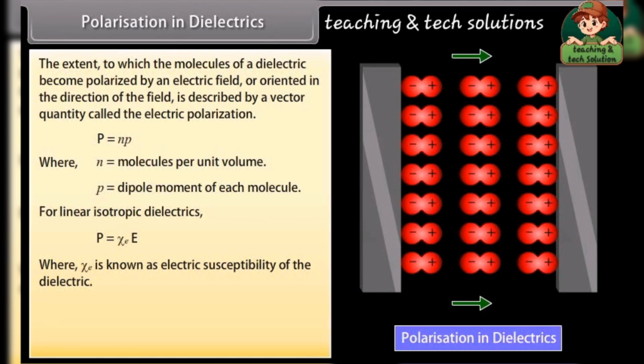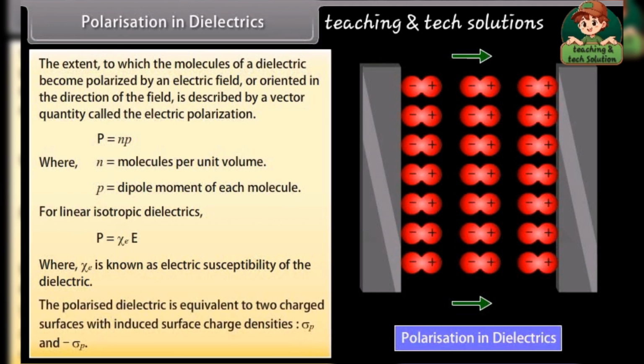of the dielectric. The positive ends of the dipoles remain unneutralized at the right surface and the negative ends at the left surface. The unbalanced charges are the induced charges due to the external field. The polarized dielectric is equivalent to two charged surfaces with induced surface charge densities positive sigma P and negative sigma P.